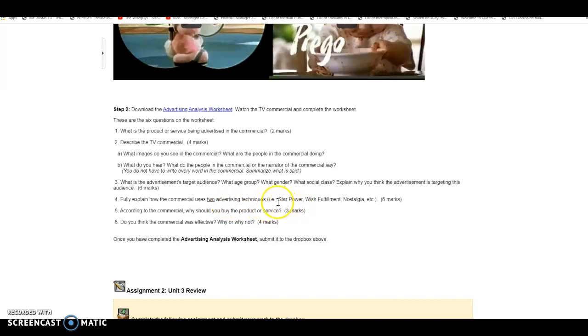So if you go back into the content, you'll see the advertising techniques. Some of them were star power, wish fulfillment, nostalgia, and weasel words was the last one. So just try to find at least 2 of the advertising techniques that are used in the commercial that you watched, and then fully explain how they used it.